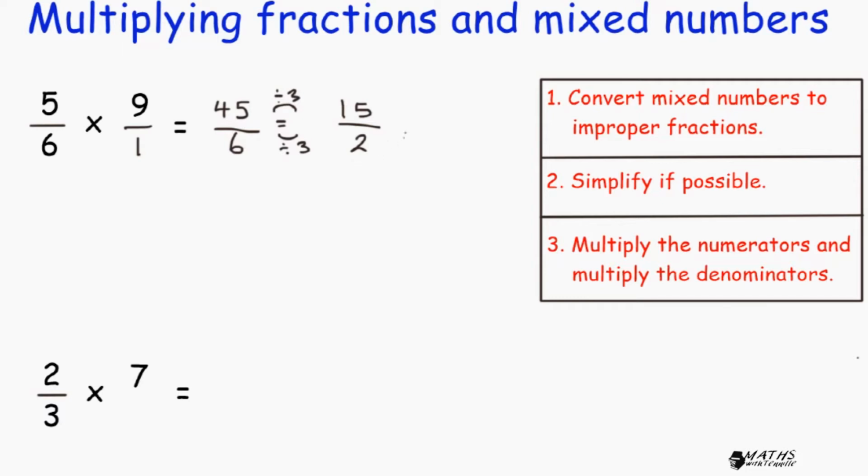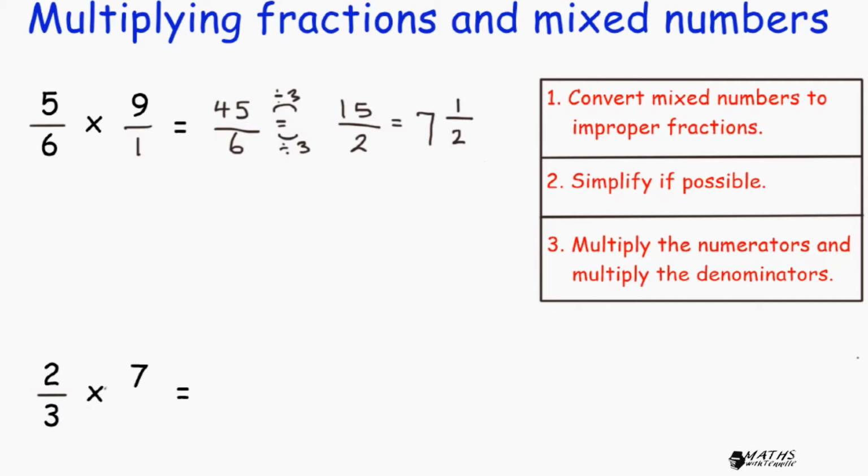This is an improper fraction that I'm now going to change to a mixed number by saying how many times does 2 go into 15? The answer is 7. It gives me a remainder of 1 over 2. If you have any misunderstandings on simplifying fractions and changing improper fractions to mixed numbers, you can check my previous videos. Let's have a look at this second question.